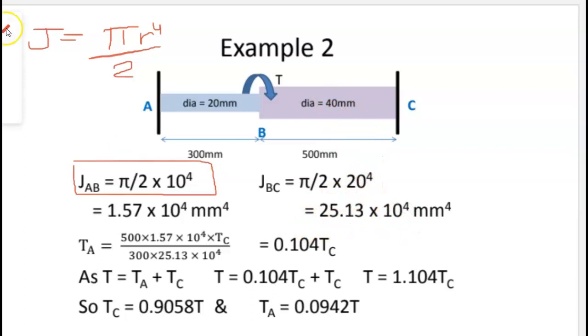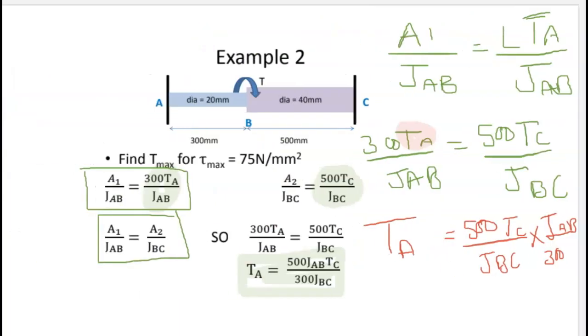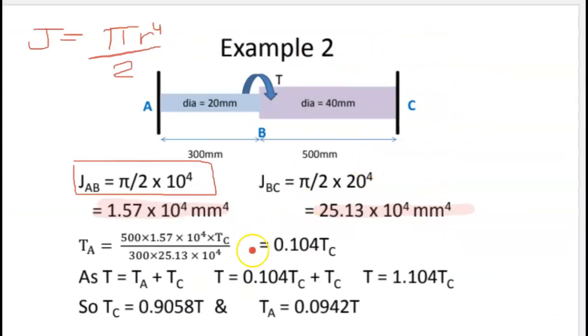So I got two answers, that one and that one. Now I can put them straight into this formula. I have the values, 500 is there, 300 is there, I have J_BC and J_AB. The only thing I don't have is this value. That has to be torque C. Now I need to put in the value, but I don't have that torque C value. Let me just color code it. Every value is there, and that value is the one that's missing. I put everything there.